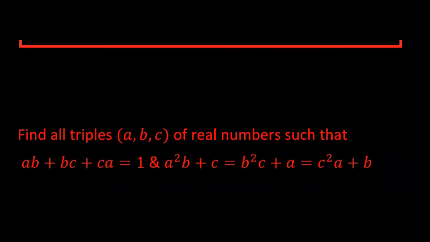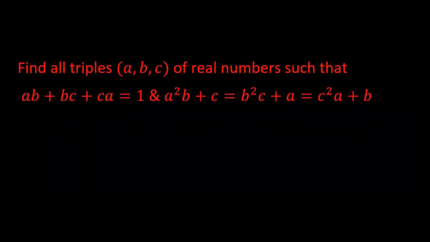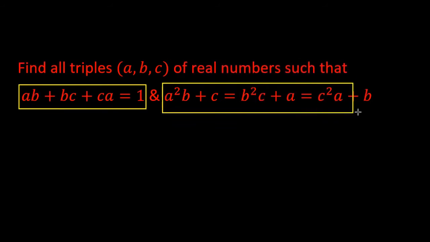Today we are going to discuss a problem which is taken from EGMO 2019, which is as follows. Find all real triples A, B and C such that both these conditions over here are satisfied.